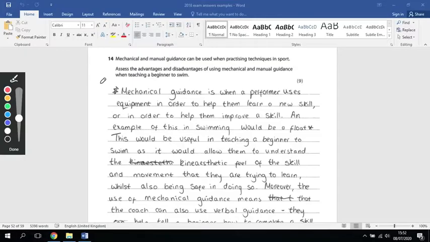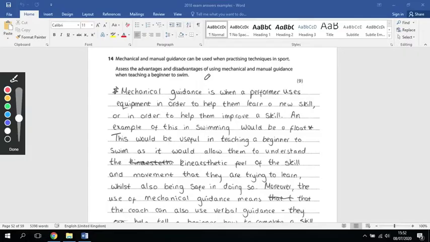One practical mistake is that you may be able to identify mechanical and manual guidance with the advantages and disadvantages, but please make sure that you do apply it to the actual sport. And the sport's been given to us, which is for a beginner's level to swim.